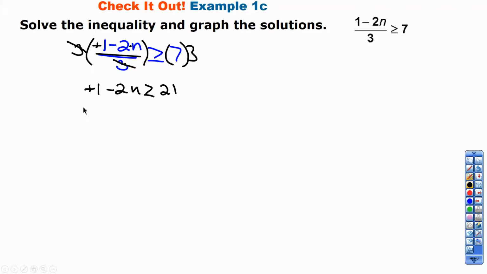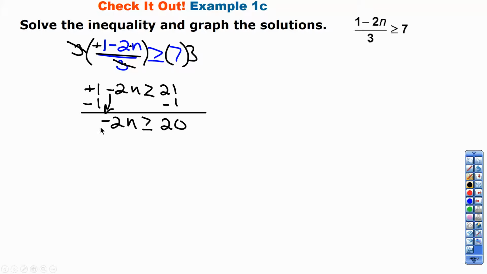So it's a positive 1. So the opposite of a positive 1 is to subtract 1. So we subtract 1 from both sides. And we end up with negative 2n, got to bring that negative down, is greater than or equal to 20.